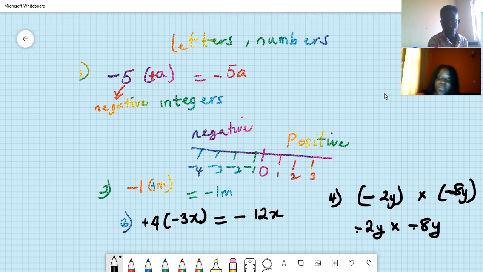So this is minus times minus, which is going to be plus 2 times 8, 16, and then y times y is going to be y squared. So you could see I multiplied the signs first, and then I picked the numbers and multiplied them together, and then I picked the alphabets and multiplied them together. So signs first, the numbers next, and then the alphabets.